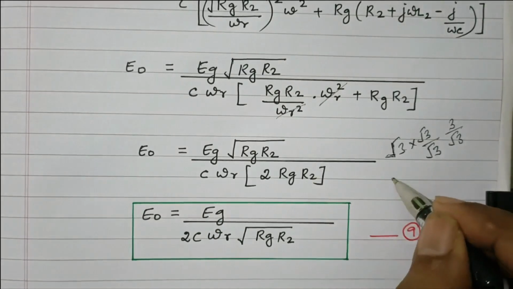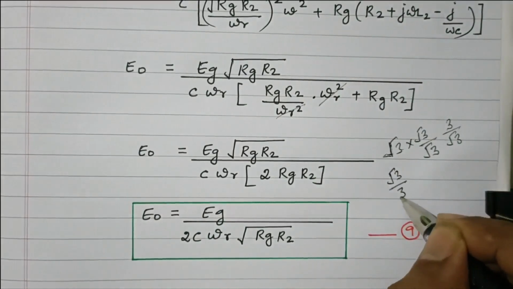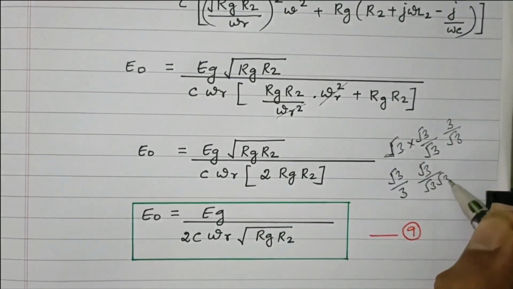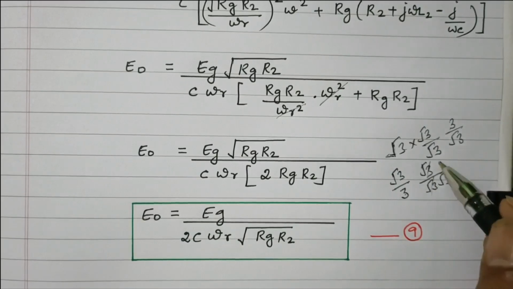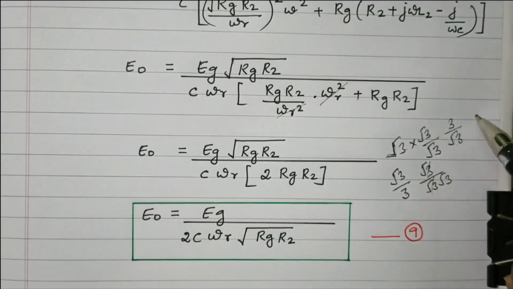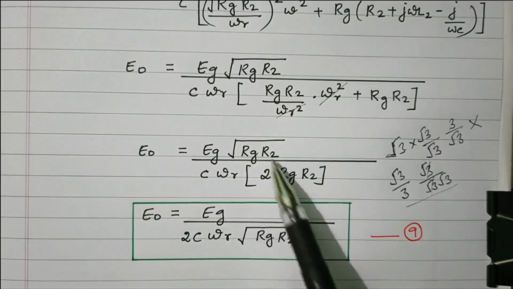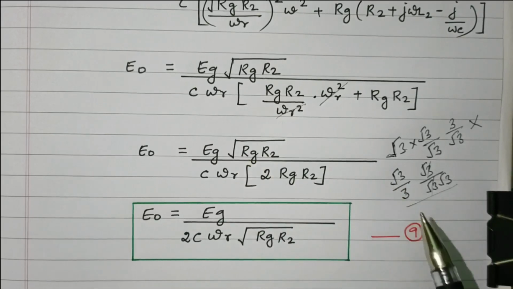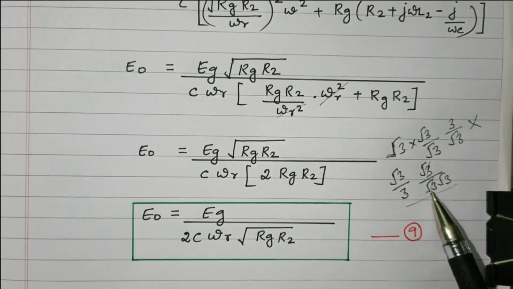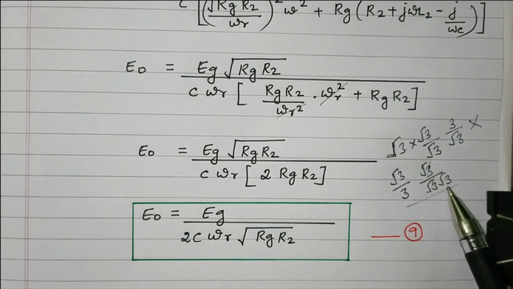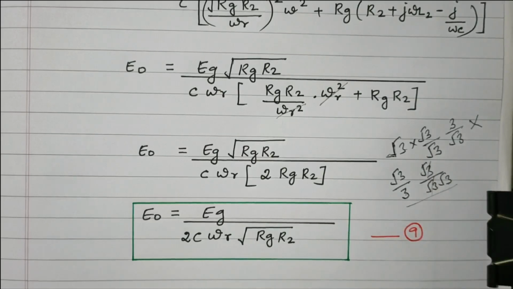So this simplification based on root 3 divided by 3 is available. This root 3 divided by 3 can be written as root 3 into root 3 divided by... so this root 3 got cancelled. We have 1 by root 3. Not based on this, this is based on this expression. Root 3 divided by root 3. So square root of Rg R2 is root 3. Rg R2 is the 3. Right? This 3 can be written as root 3 into root 3. Root 3 into root 3 is again 3. So this root 3 got cancelled. We have 1 by root 3. Rg R2. Now we'll go for the further simplification.